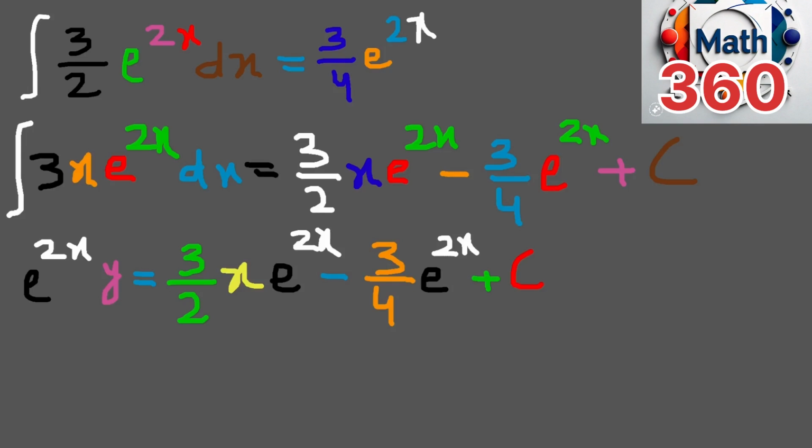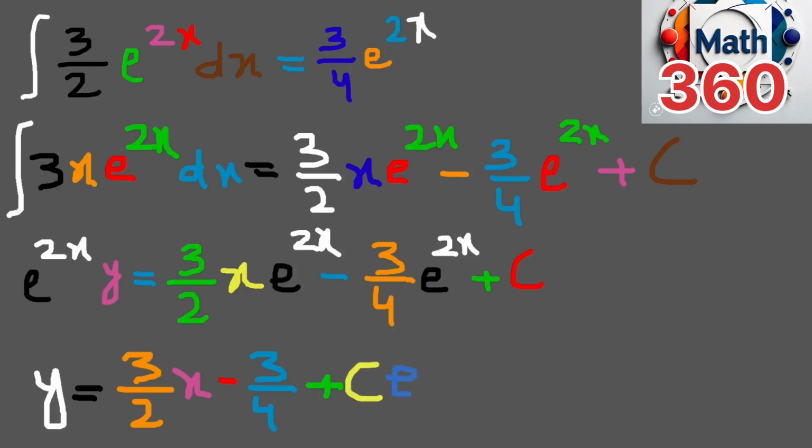We get y equals 3/2 times x minus 3/4 plus c times e raised to the power minus 2x. The general solution to the differential equation dy/dx plus 2y equals 3x is y equals 3/2 times x minus 3/4 plus c times e raised to the power minus 2x.